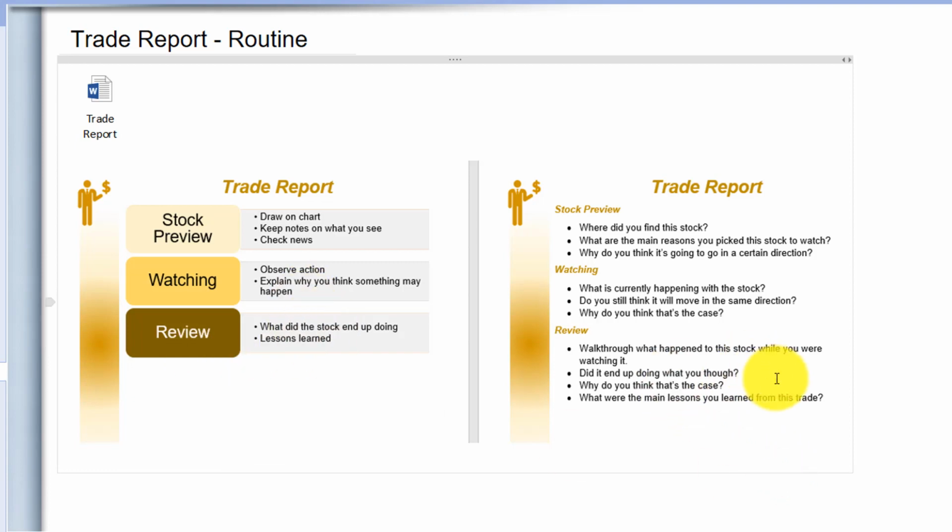So walk through the stock. Did it end up doing what you thought it was going to do? Why do you think that's the case? And what were the main lessons? Those are the starting reports, and as I said, they will become more complicated later, but this is what I'm going to use just to get up and starting.